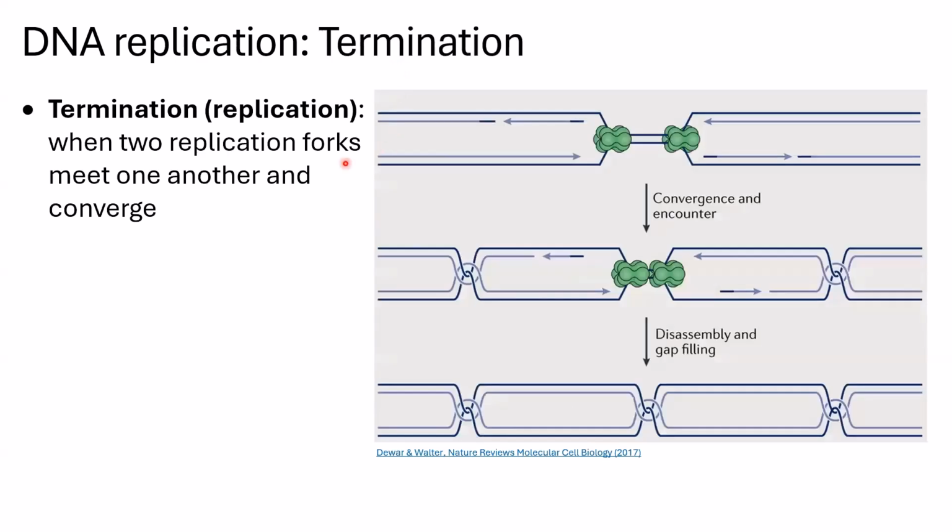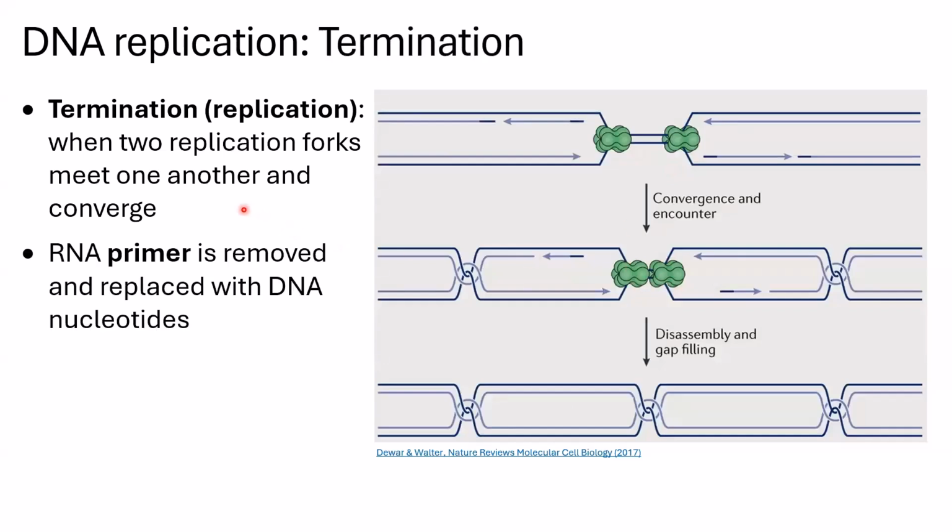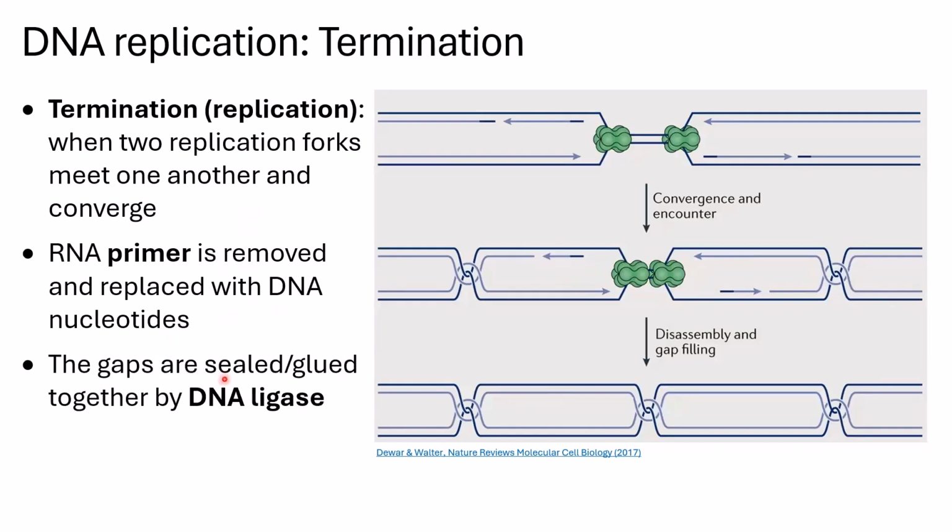Termination of replication in eukaryotes is not very well understood. However, it is thought that it occurs when two replication forks meet one another and converge. During this process, the RNA primer is removed and replaced with DNA. There are also gaps between the Okazaki fragments since the nucleotides that are next to each other are not actually bonded to one another. An enzyme called DNA ligase performs ligation, which really just means that it seals or glues two nucleotides together.